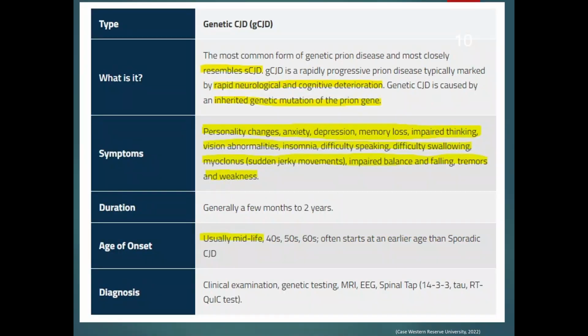Genetic CJD resembles sporadic. It is marked by rapid deterioration of neurologic and cognitive functions from a mutated prion gene. It presents with personality changes, anxiety, depression, memory loss, impaired thinking, vision abnormalities, insomnia, difficulty speaking and swallowing, myoclonic jerky movements, tremors, and weakness. Impaired balance and instances of falls also may occur. Genetic CJD usually presents in midlife, which is sooner than the onset of sporadic.